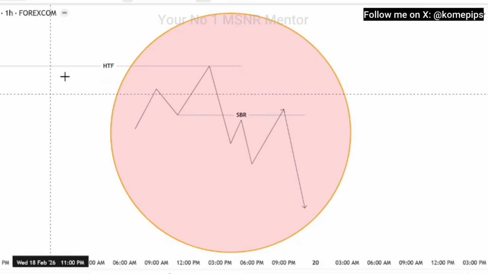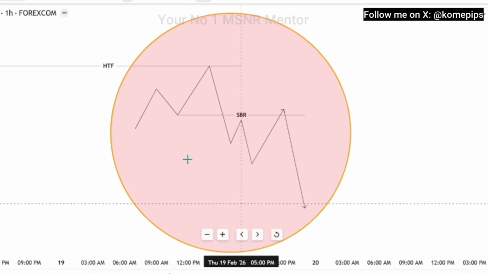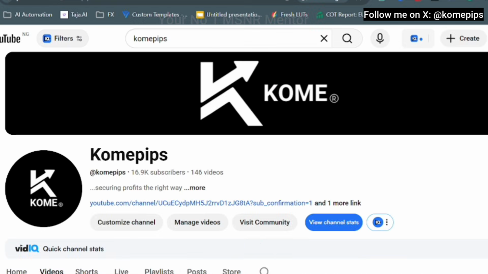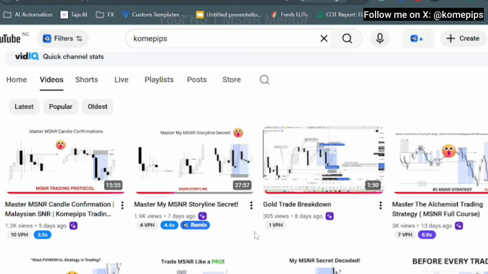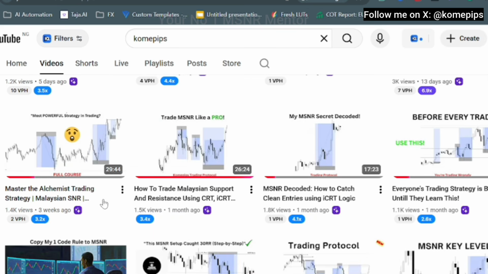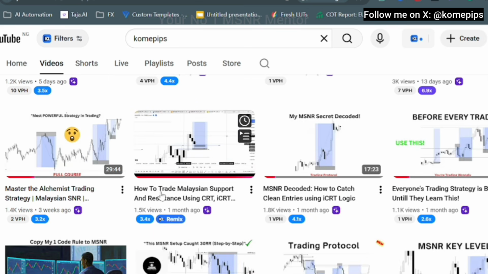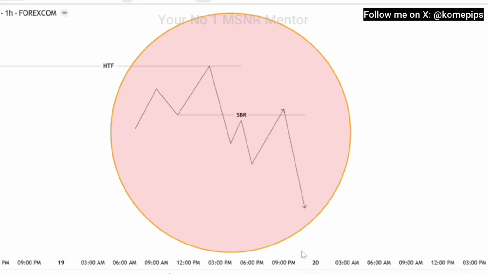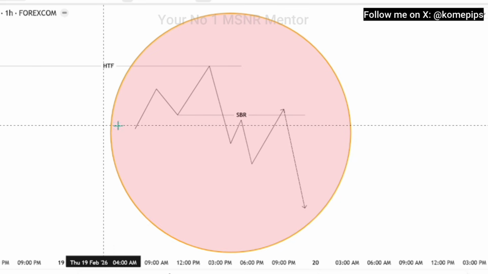So first, you want to see a tap on the higher time frame key level. For those of you who don't know what that is, you need to come watch my video where I talked about master my MSNR storyline. Of course, there are other videos as well, like this particular video. You're also going to learn that. So this is very, very important.